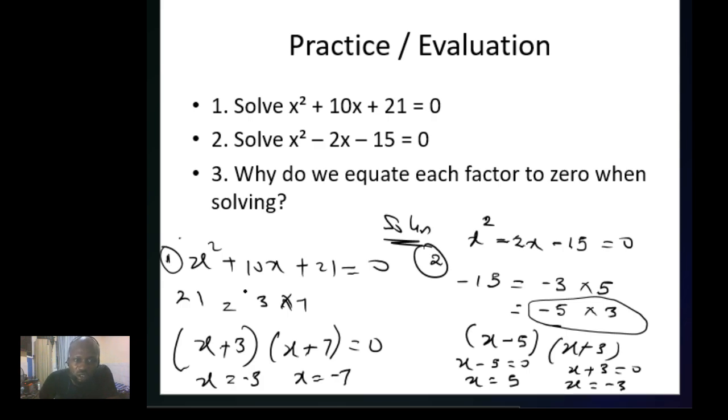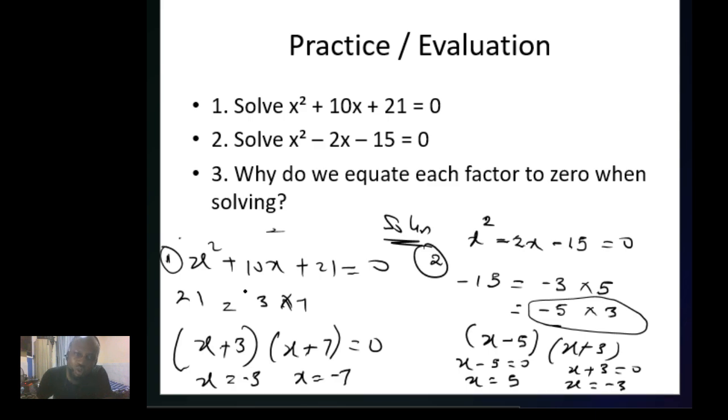So the last but not the least question is this: why do we equate each factor to 0? We equate each factor to 0 because of one theorem that we have. We call it the product theorem. The product theorem says that if you have products that equate to 0, one of the factors of the product is definitely going to be 0. And if one of the factors is equal to 0, we can equate one of them to 0 so that we can solve for the unknown.